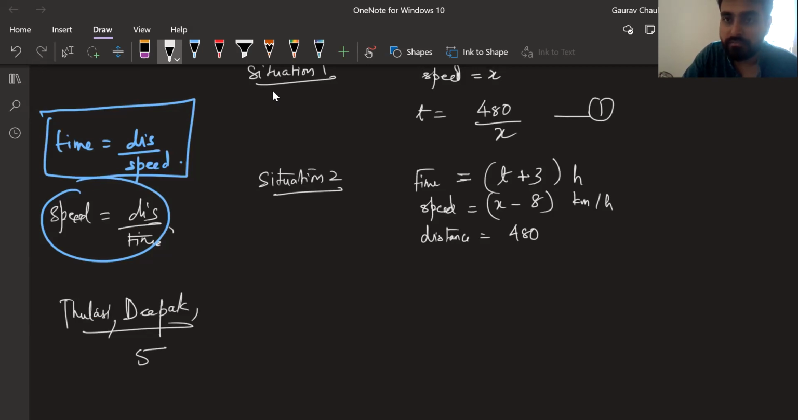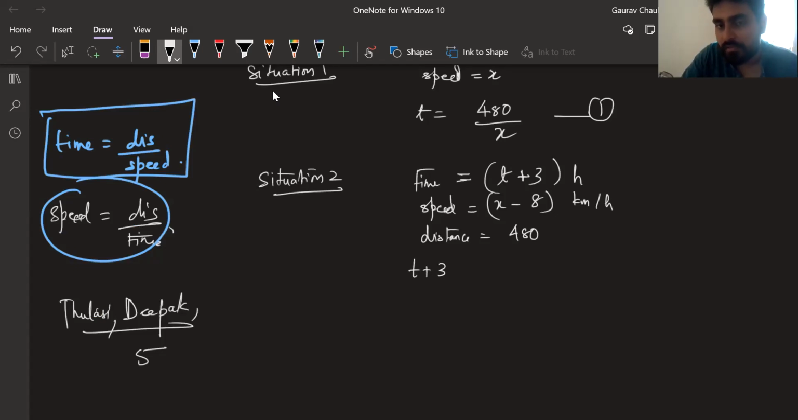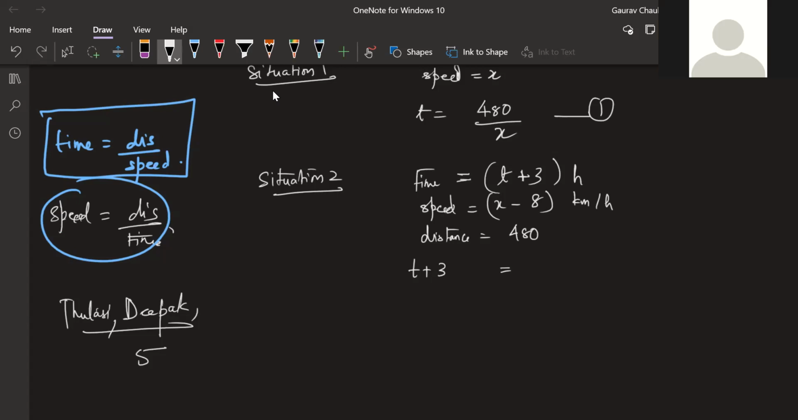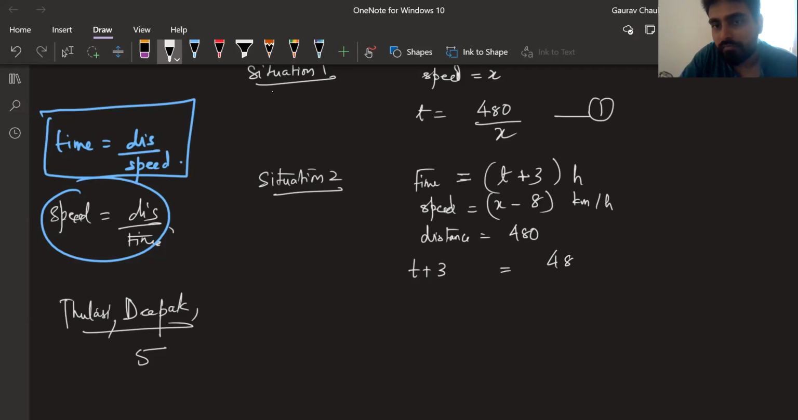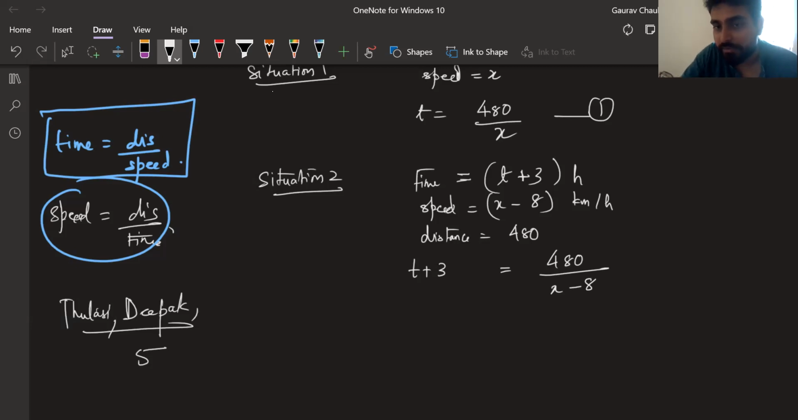Dikshit. Yes, sir, it will be T plus 3 hours is equal to. Leave the unit, okay? T plus 3 is equal to. Sir, so now I have to... Sir, 480 by X minus 8. Perfect. Now here I'll take 3 to the other side. I'll get T equal to 480 by X minus 8 plus 3.